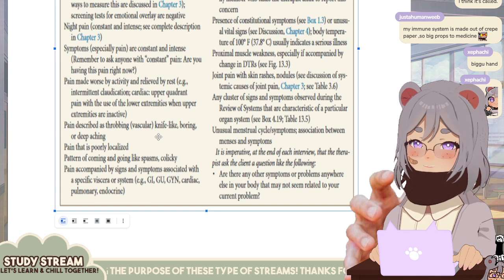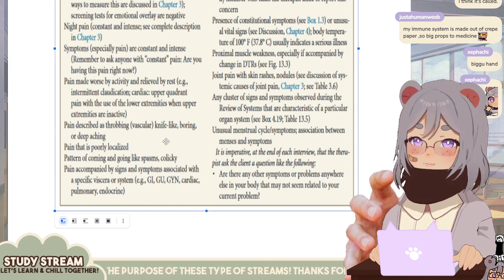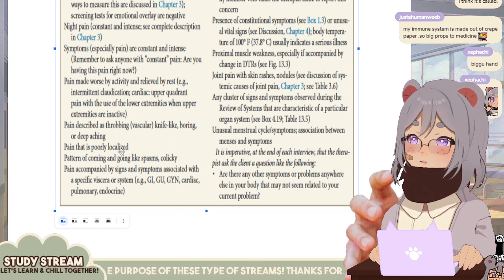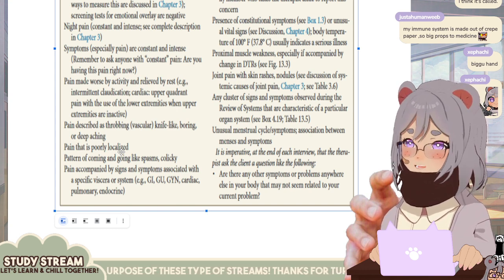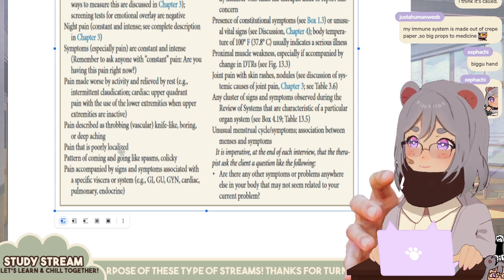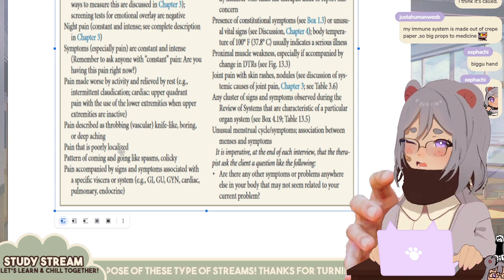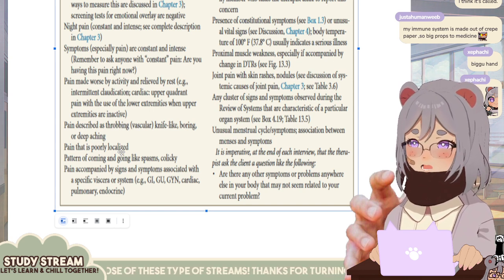Pain described as throbbing, vascular, knife-like, boring, or deep aching. Pain that's poorly localized, so the person's complaining about pain, but they're not able to pinpoint where it is. They're kind of like, oh, it's just my arm. And it's like, where? Oh, like all of it, like all around.